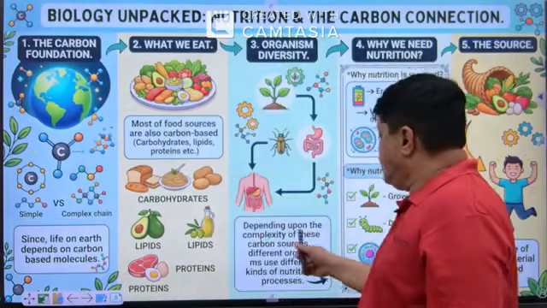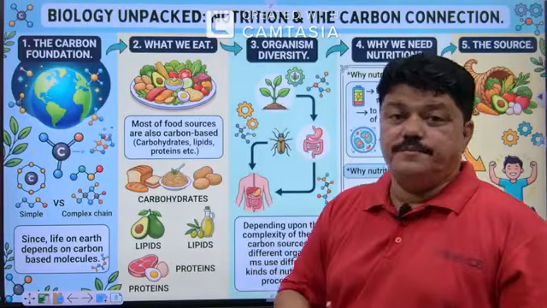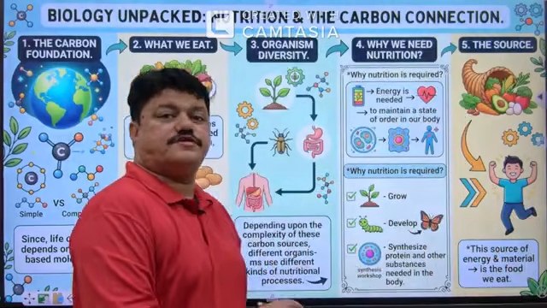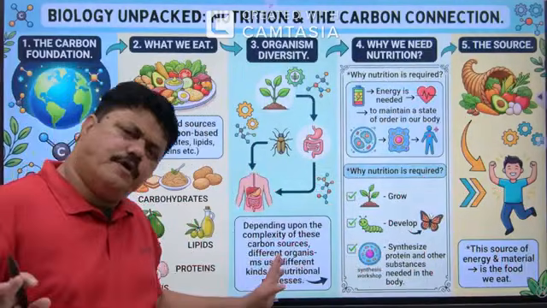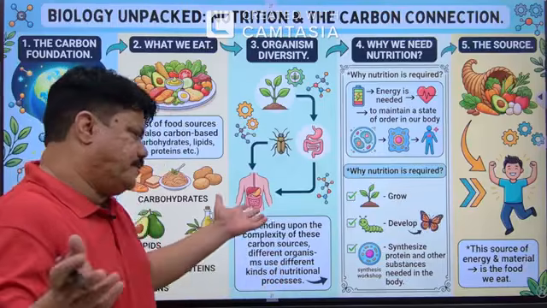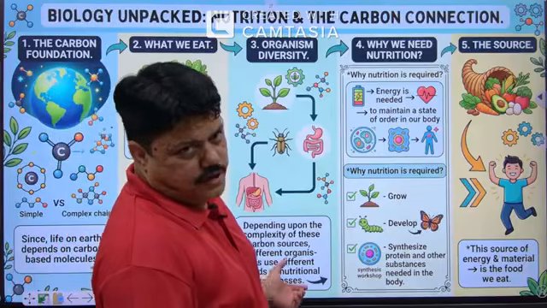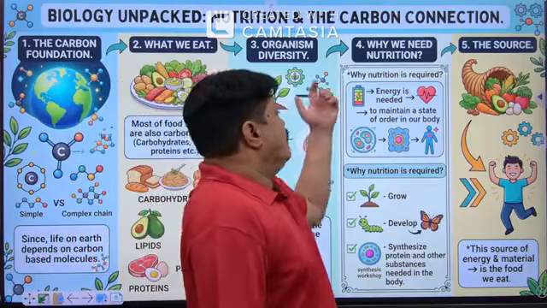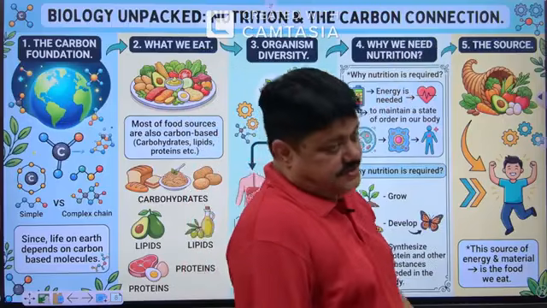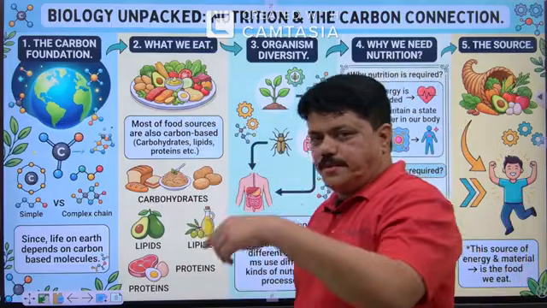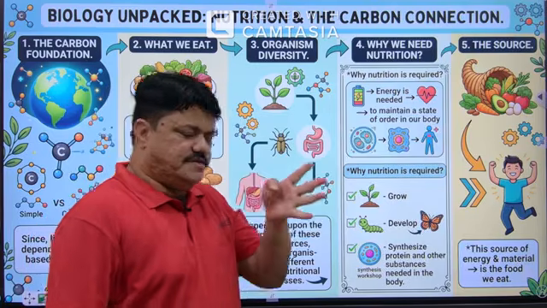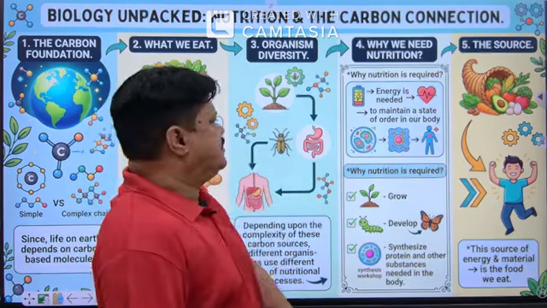So depending upon the complexity of these carbon based sources, different kinds of organisms show different kinds of nutritional processes. Why is this nutritional process required? As per our textbook, we can answer in 4 points.